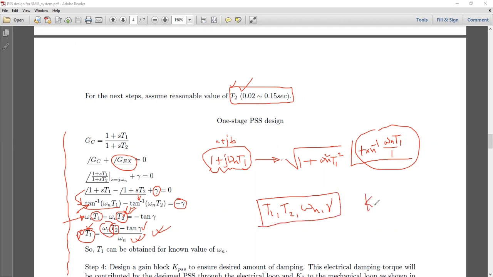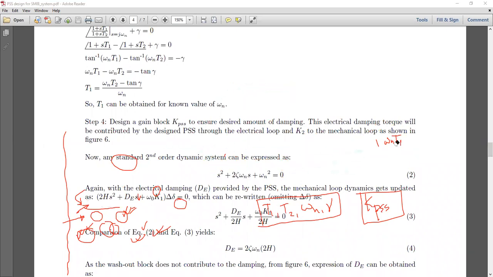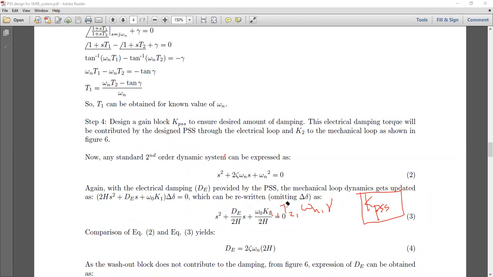So you are still left with KPSS. Remember, the job of KPSS was to introduce some damping, some desired level of damping. So we'll try to get the value of KPSS next in step number 4. So let's see. What we do here is talk about some desired damping ratio. Again, that is a designer's choice: how much damping you want to incorporate within your system with the help of PSS.